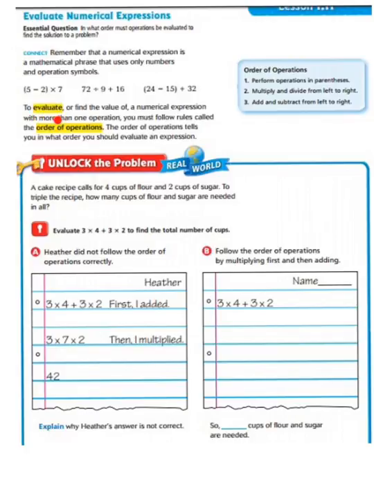To evaluate, or find the value of, a numerical expression with more than one operation, you must follow rules called the order of operations. The order of operations tells you in what order you must evaluate an expression.